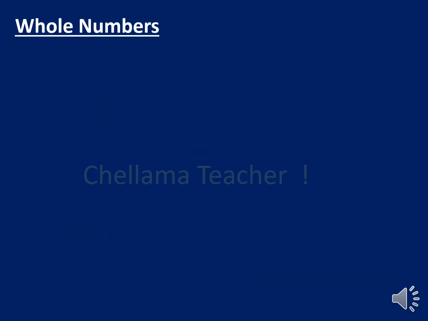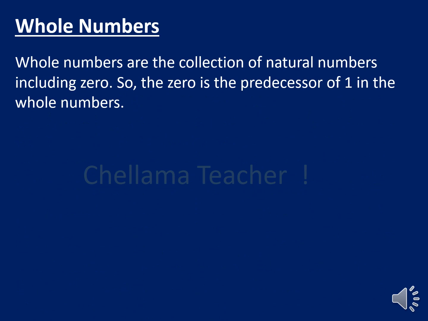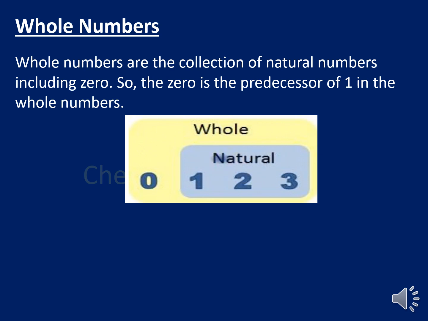Whole numbers. Whole numbers are the collection of natural numbers including 0. So 0 is the predecessor of 1 in the whole numbers. Here the natural numbers start from 1, 2, 3 like that. When we include 0 with the natural numbers, we get the whole numbers.